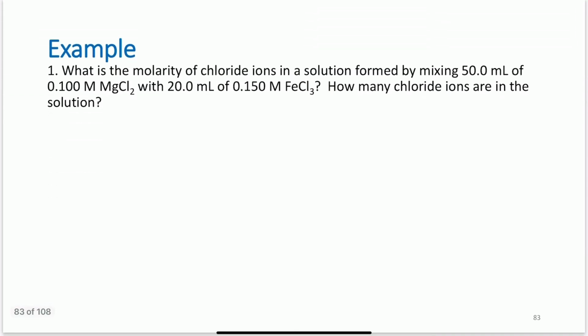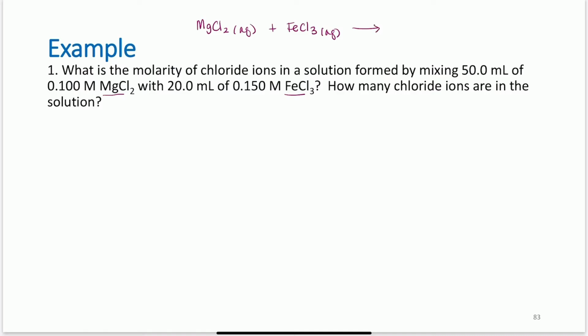What is the molarity of chloride ions in a solution formed by mixing 50 ml of 0.1 molar magnesium chloride with 20 ml of 0.1 molar FeCl3? How many chloride ions are in the solution? As always, the first thing I like to do is write out the equation itself. So what I see here is I've got magnesium chloride, MgCl2, which I know is aqueous, and I got iron chloride, iron 3 chloride specifically, which I also know is aqueous.